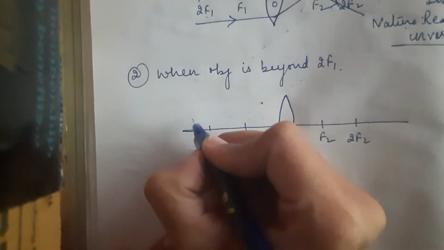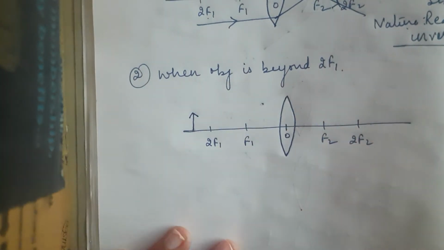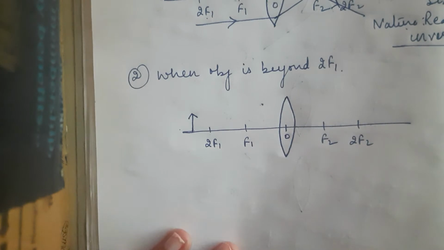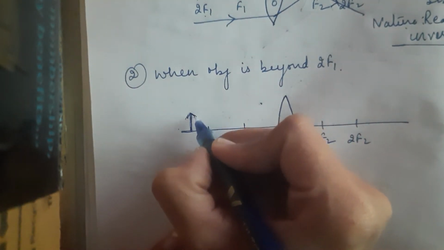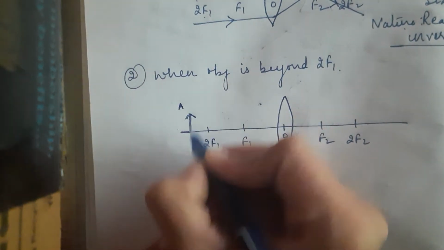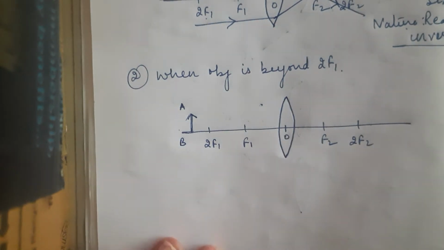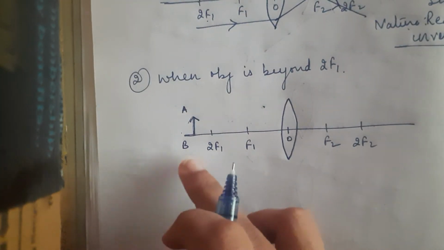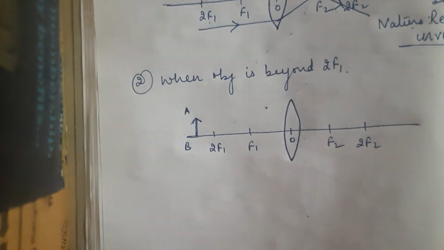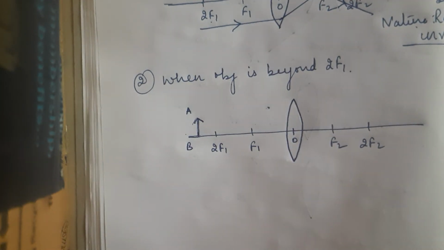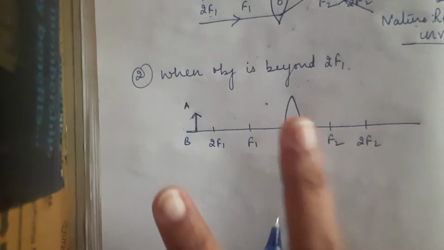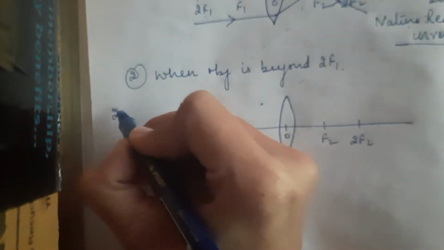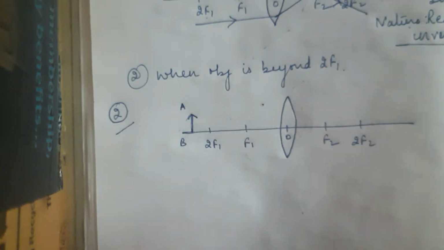Right, so place the object beyond 2F1. Object ko 2F1 ke piche rakhenge, object ko aise mark karte hain with an arrow. Label the object AB. Now I have to form the image of this object using this convex lens, and I know that to form the image I need 2 rays of light. So 2 rays of light I need.